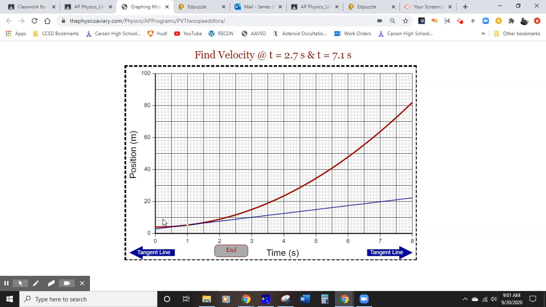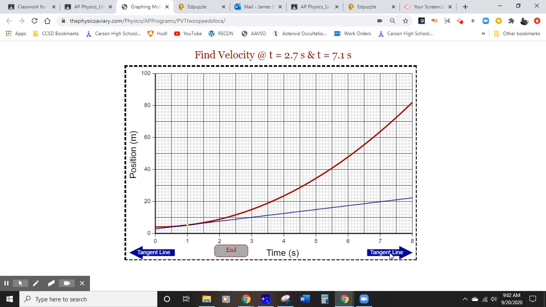And so here we have a curve, position versus time. It looks like something is speeding up. It's getting faster, so each second it is covering a greater distance. So it is accelerating, and we're asked to find the velocity at two different times, at t equals 2.7 seconds and t equals 7.1 seconds. In order to find the velocity here and here, we have to find the slope of the tangent line.